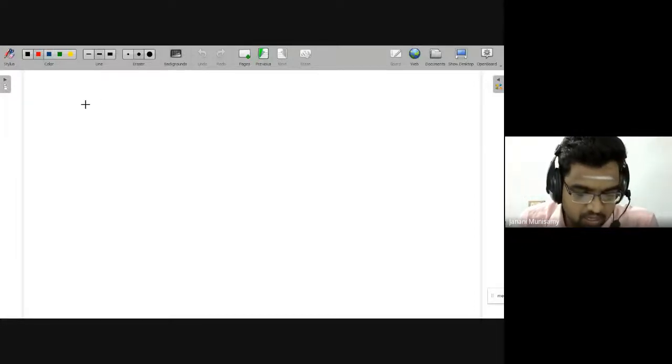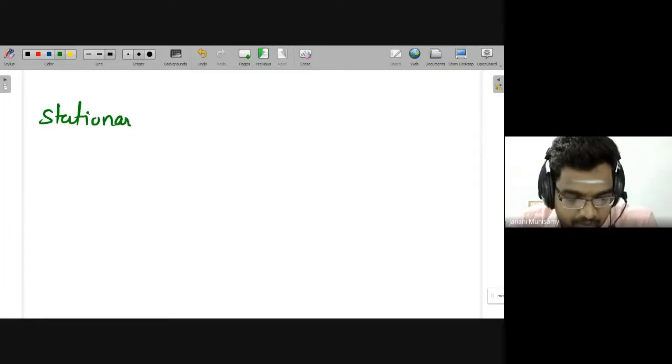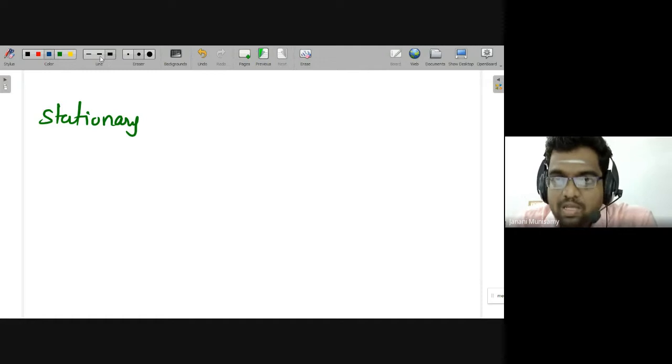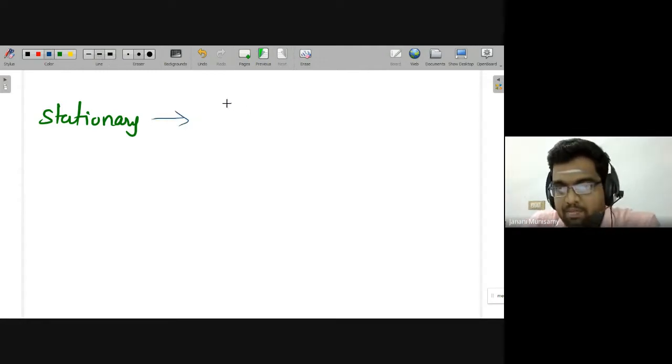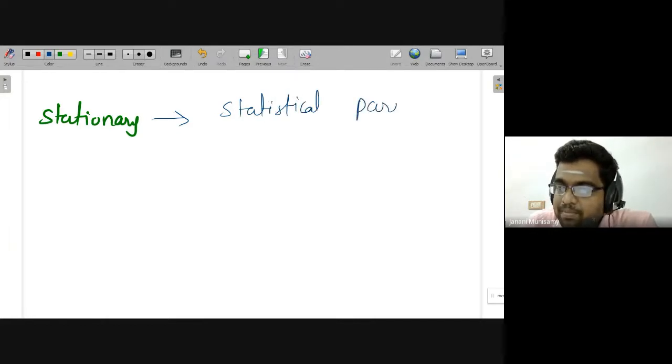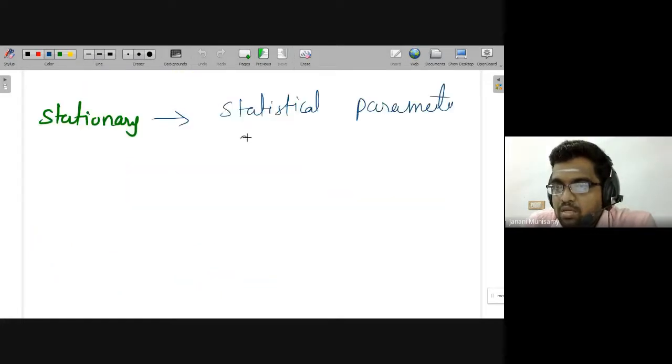Say, whenever the random process is stationary, what is the definition? The statistical parameters do not change with time. Okay, when the random process is stationary, the statistical parameters do not change with time. Do not change with time.